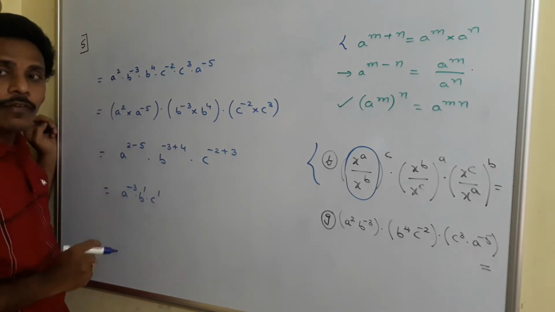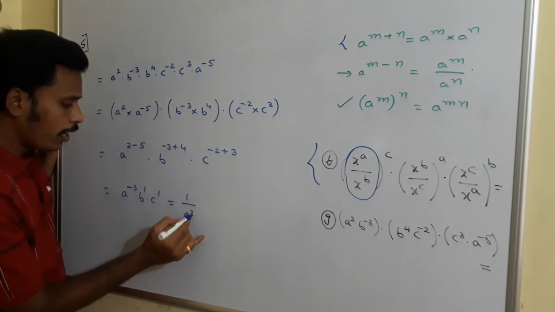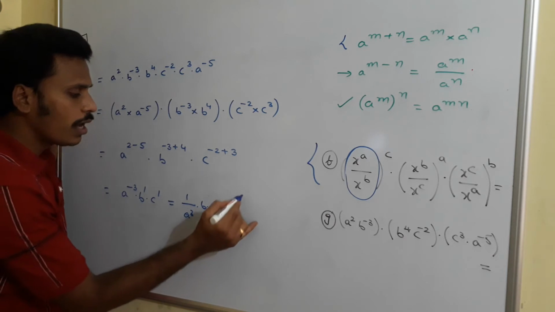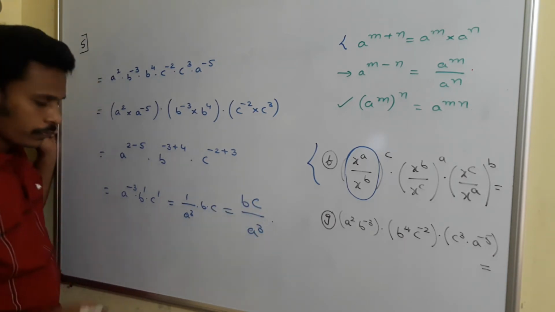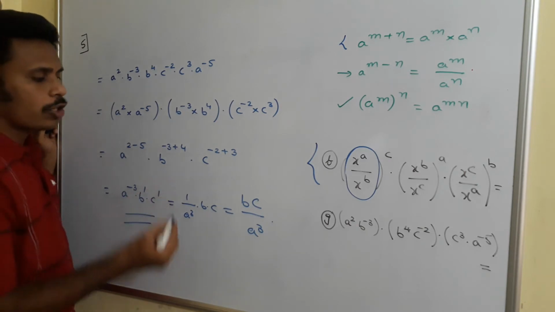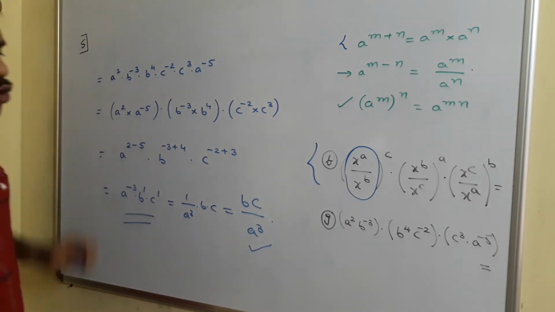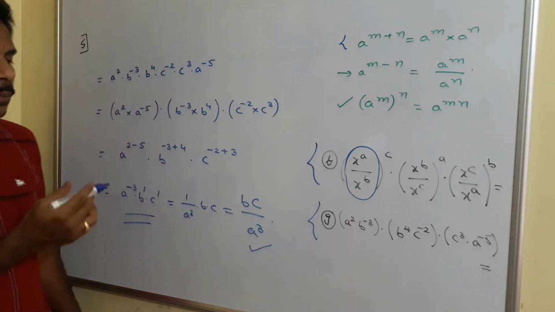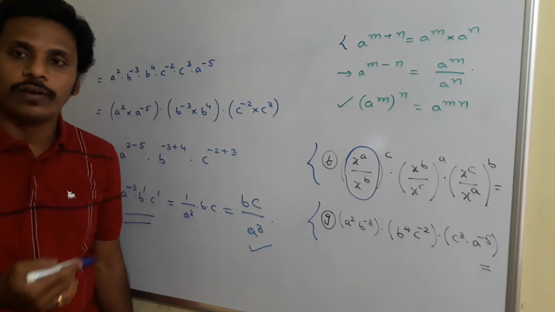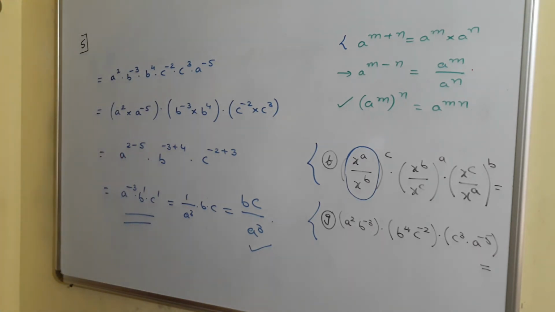And we know that a power minus 3 can be written as 1 by a power 3. So 1 by a power 3 into b into c, and at the end we also write it like bc by a power 3. This is also correct, and as per the options you may go up to here also, like bc by a power 3. So if you simplify this problem, at the end your simplified value is bc divided by a power 3. Okay, just have a look, and after this I will give you some more laws of exponents.